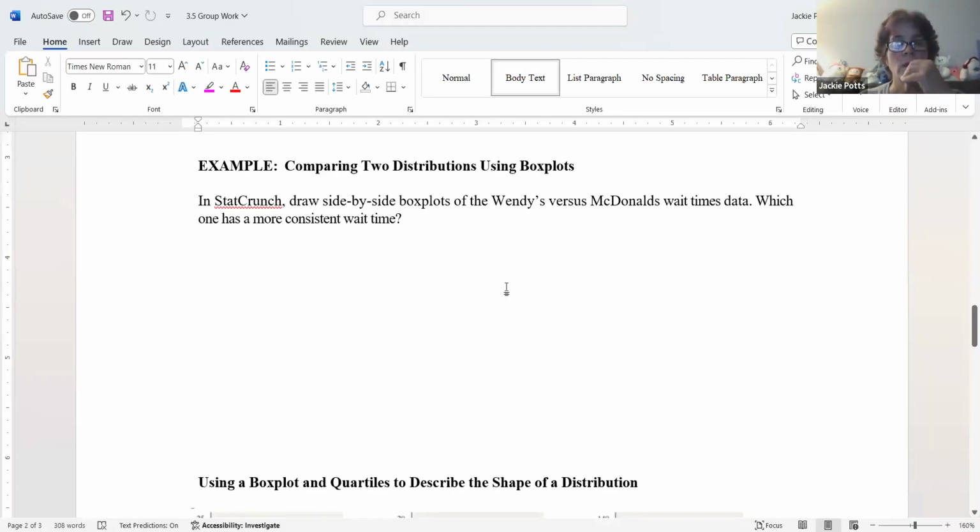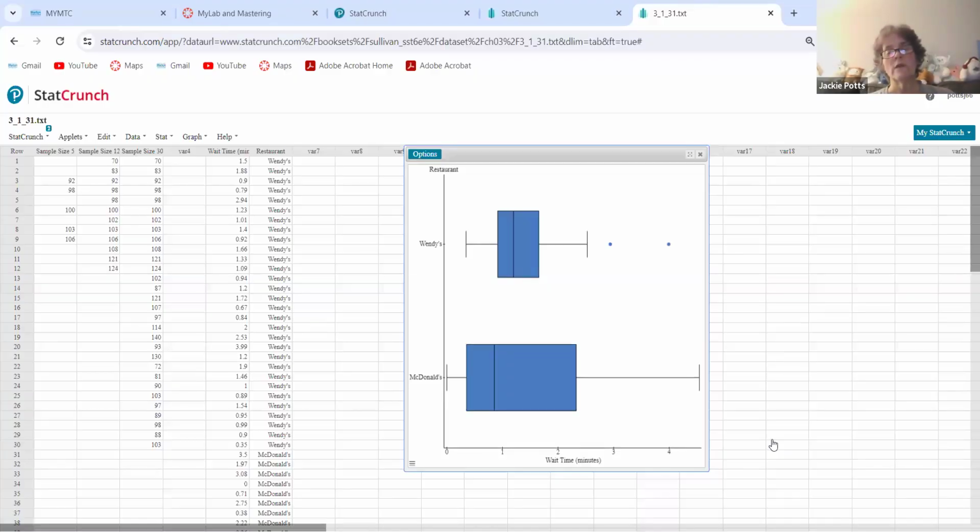There we go. So which one of those was more consistent? That's what the question is. Which one looks more consistent? No, it's which box plot is the tighter box plot? Wendy's. Wendy's has the more consistent time.